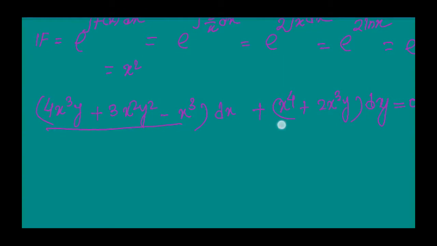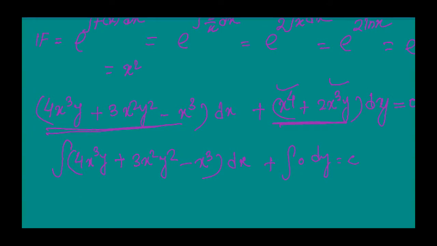If we check now the exactness, ∂M/∂y will be equal to ∂N/∂x. So for this exact equation, what will be the solution? First, the integration of M, that is (4x³y + 3x²y² − x³) with y kept as constant and with respect to x, plus the integration of the terms of N not containing x, here this is x, here this is x, so this is ∫0 dy, which is equal to c.